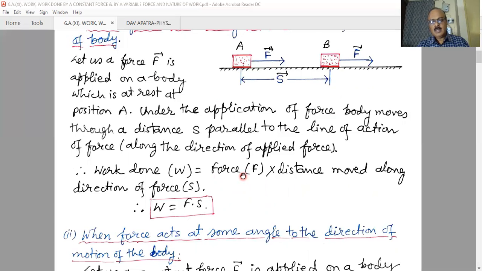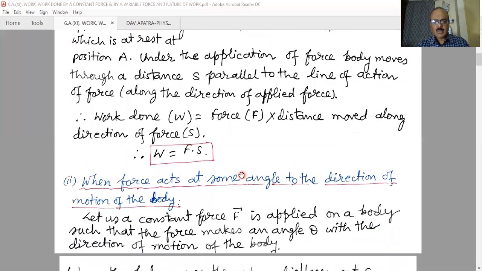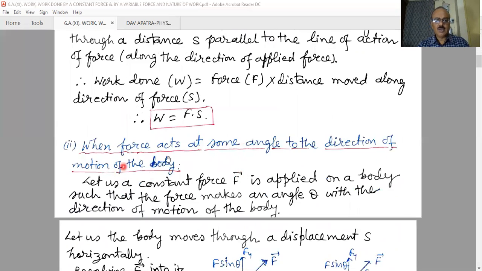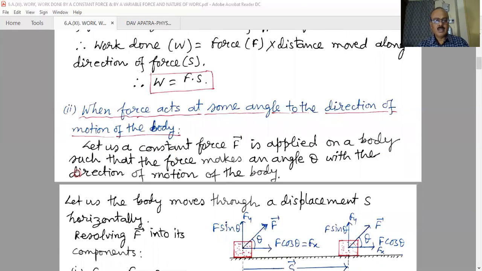But generally, it does not always occur that when some force is applied on an object, the object always moves along the same direction of the applied force. The other case is when it is not along the same direction of the applied force, that is, when force acts at some angle with the direction of motion of the body.